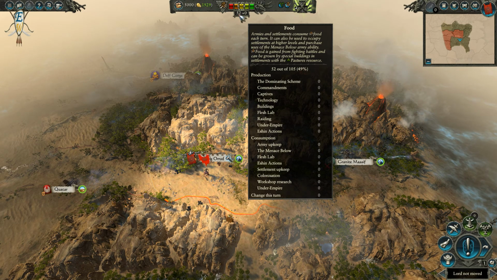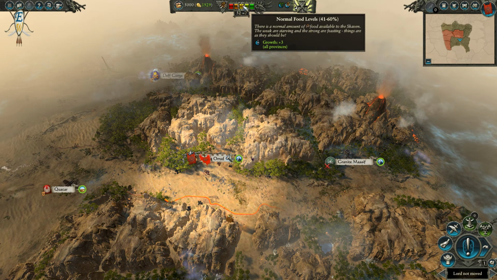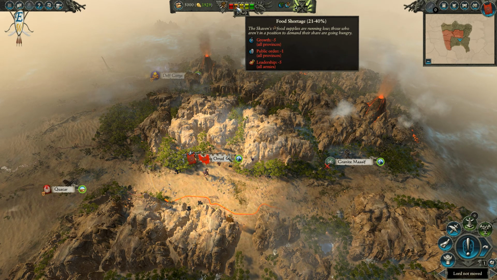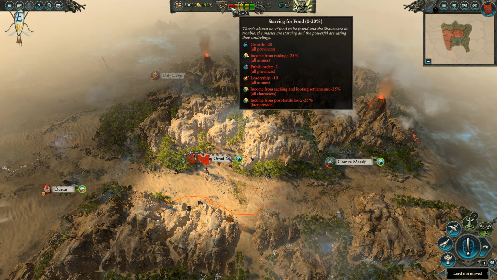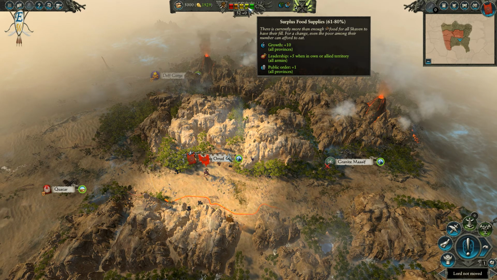It breaks down what we've got it from, what we've spent it on. Currently we're in the middle. We're at +3 growth in all provinces. If we were to go down, you start getting negatives. It's just ever so slightly, and then it gets worse. But if you were to go the other way, you just get positives.